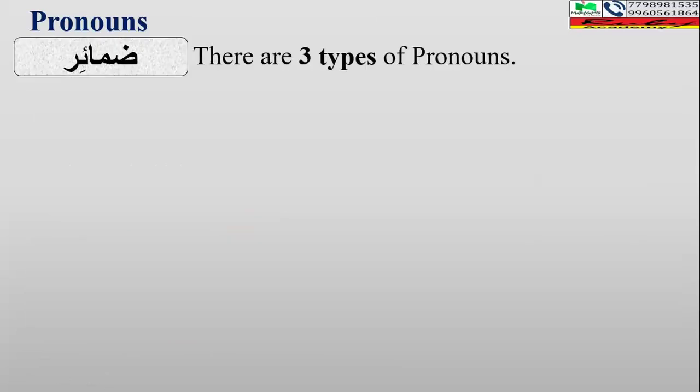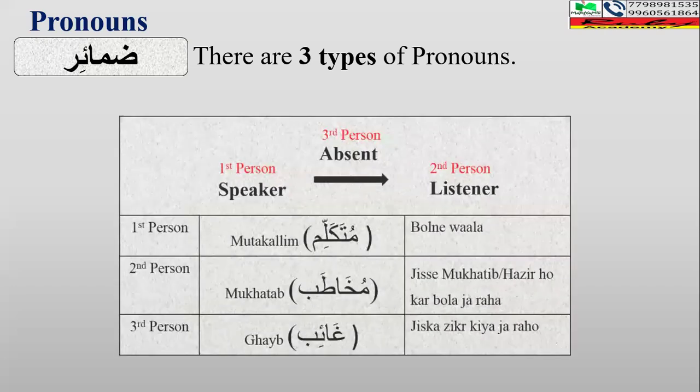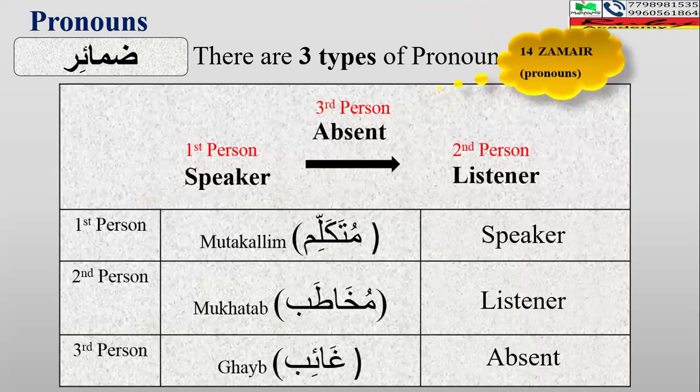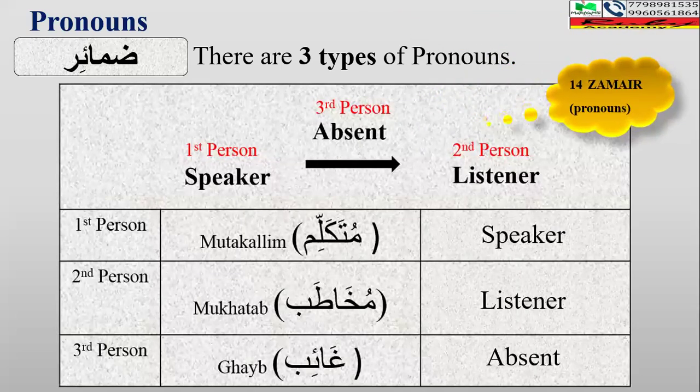So basically, there are 3 types of pronouns. In English also, they have the same. There are 3 types of pronouns, the same we are comparing with Arabic. So let's understand. The first person that we call speaker, in Arabic we call mutakallim, the person who speaks. Now I'm speaking, so my pronoun is I.